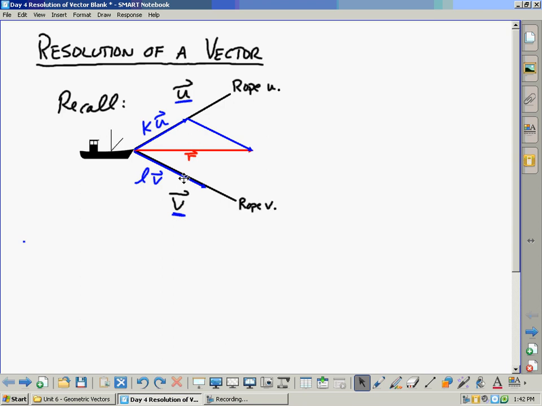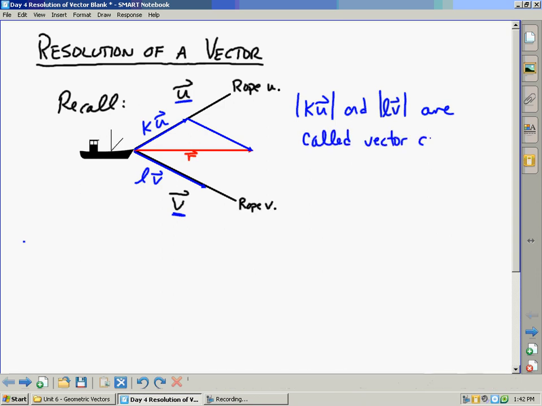Well, these two vectors, ku and lv, are called vector components. They are the scalar multiples of the u vectors and v vectors that will result in the resultant that's there.